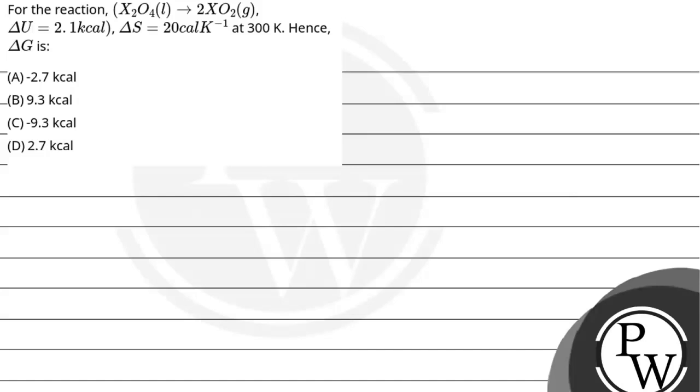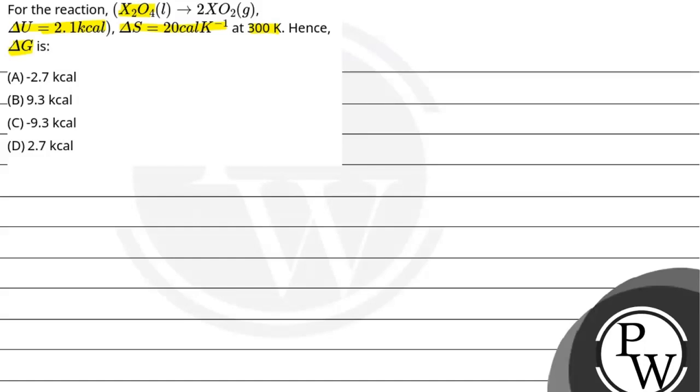The question says, for the reaction X2O4 giving 2XO2, we have delta U, that is change in internal energy, equal to 2.1 kilocalories, and delta S, that is change in entropy, as 20 calorie per Kelvin at 300 Kelvin. Hence, delta G is. So, we have to calculate change in Gibbs free energy.